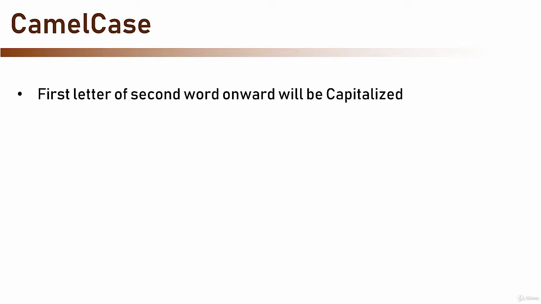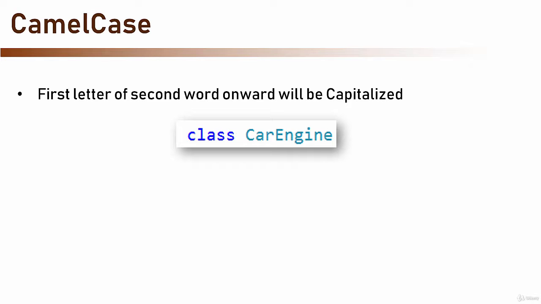First, let's talk about camel case. The camel case notation basically states that if a name contains more than one word, then the first letter of the second word onward should be capitalized. For example, if a class is named car engine, in camel case it will look like this.